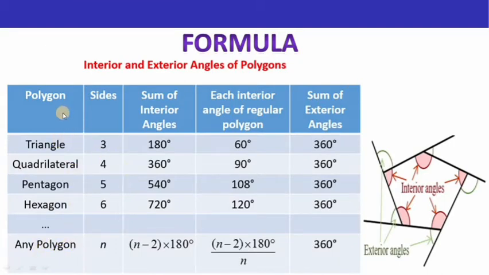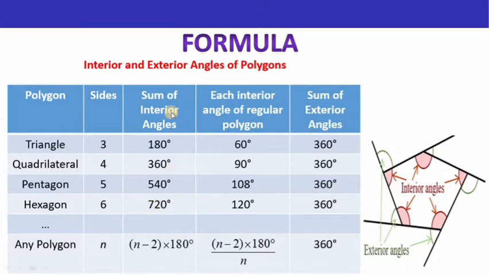So here I have taken different polygons, for example triangle, quadrilateral, pentagon, hexagon. In these polygons the number of sides are: in triangles we have 3 sides, in quadrilateral 4, in pentagon 5, in hexagon 6. In such cases, interior angles, you can see from the figure what we mean by interior angles. The sum of interior angles will be, for triangles 180, for quadrilateral 360, for pentagon 540, and for hexagon 720.